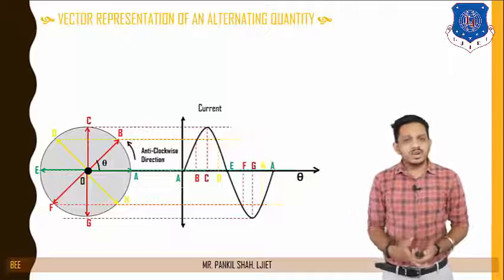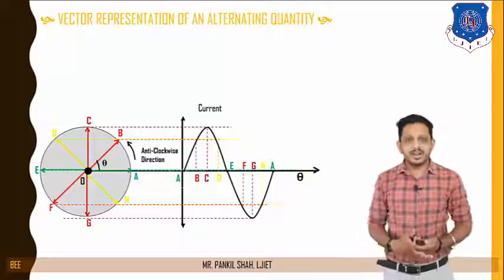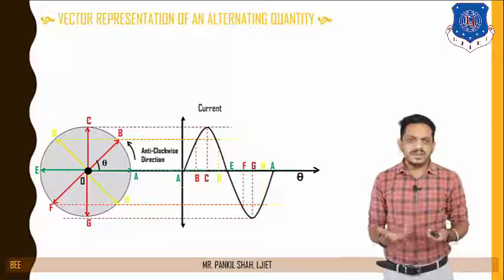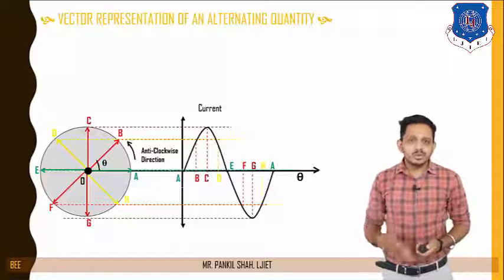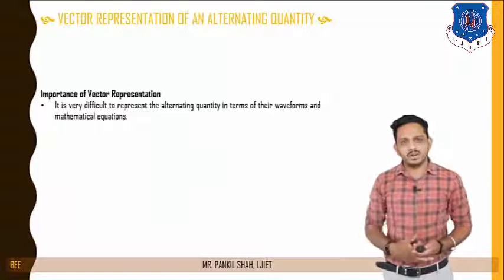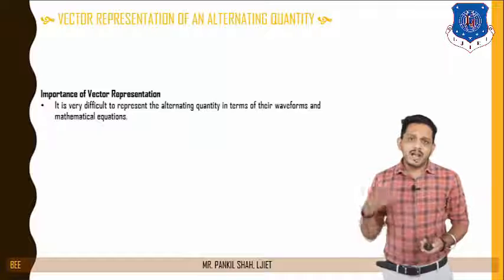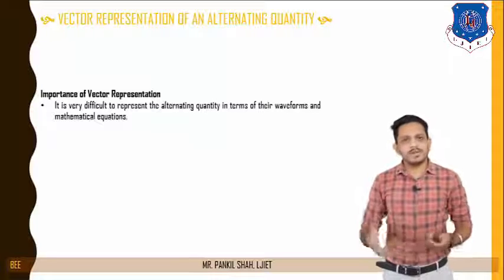So in this manner, you can represent any alternating quantity in vector form. And there are so many benefits to representing any alternating quantity in vector form. So this was all about the representation of the vectors. Now let's see the importance of vector representation.